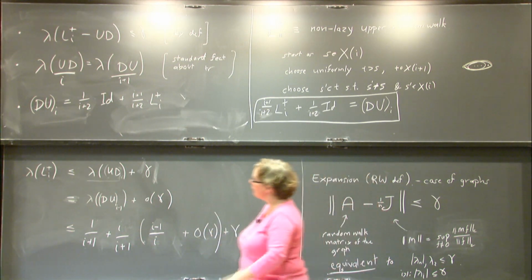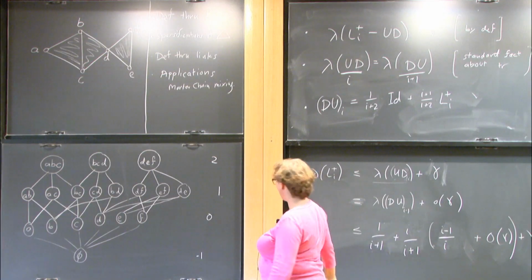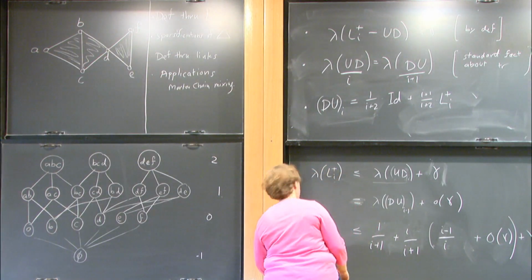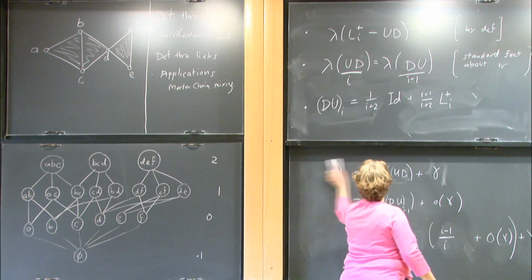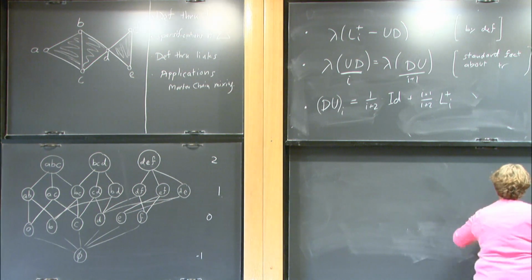Rather, people looked at a different definition, which is the definition through links. So now I want to talk about a different definition for high-dimensional expanders, which is the link definition. It's a local definition. And then I will prove that these two definitions coincide.